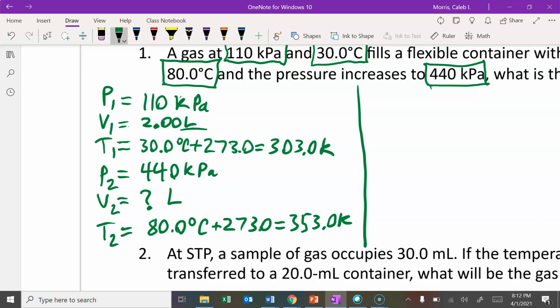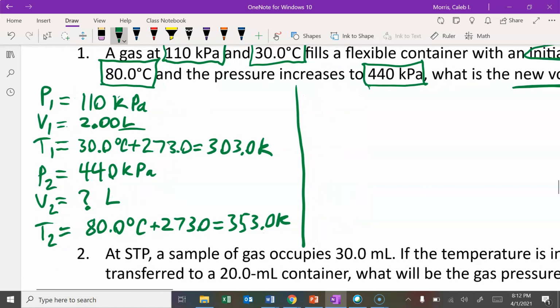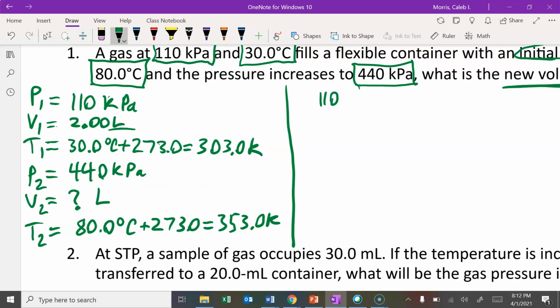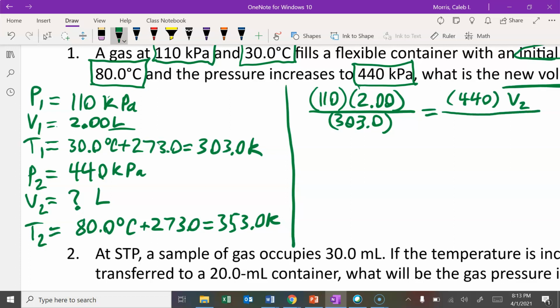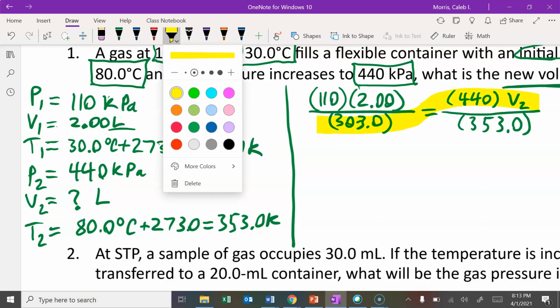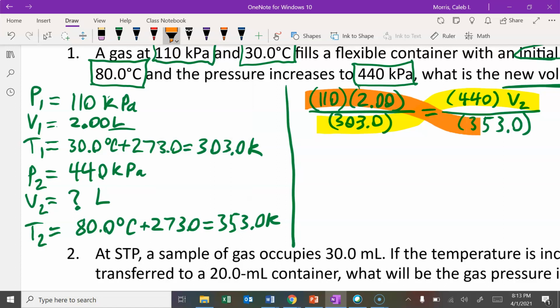Now we are going to solve for this. P1V1 over T1 equals P2V2 over T2. So I have 110 times 2.00 over 303 equals, and then we have 440 times V2 over 353. There's a lot going on in this, so it may be the easiest thing to do for you to just cross multiply. You may have another way you'd like to solve this, but with this much going on, that might be a useful tool.